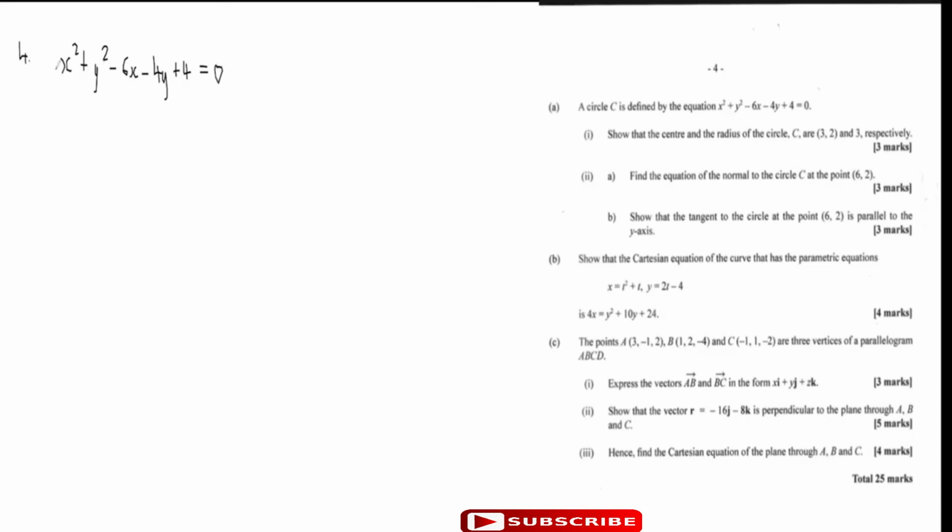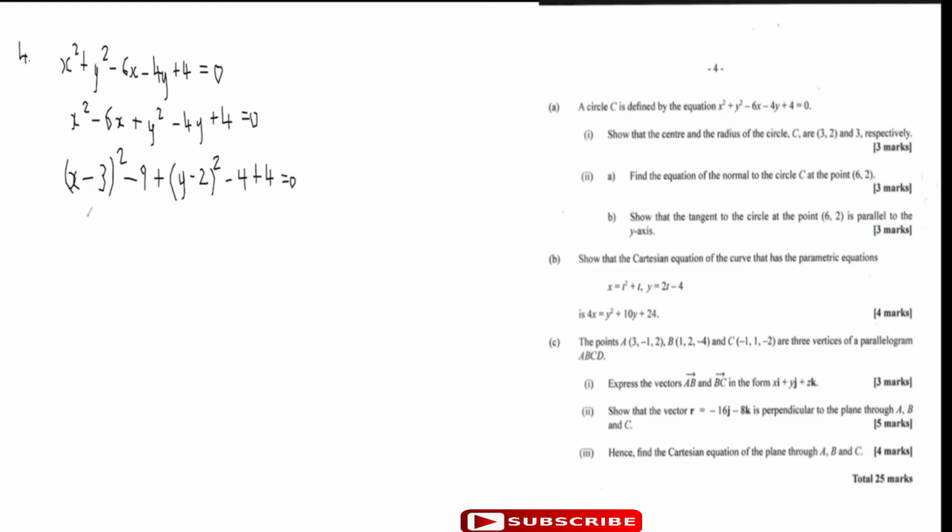What are we going to do? First thing I like to do is group my x terms together. So I write it as x squared minus 6x plus y squared minus 4y plus 4. I'm then going to complete the square among the x terms to get x minus 3 all squared minus 9. Completing the square among the y terms, I half the power to get y minus 2 squared, then you subtract 2 squared, which is 4, plus 4, and that's equal to 0.